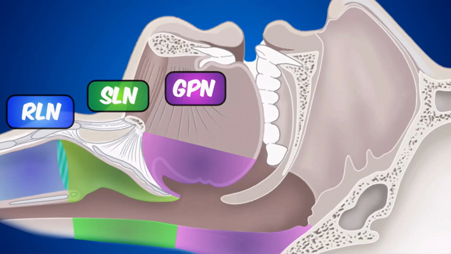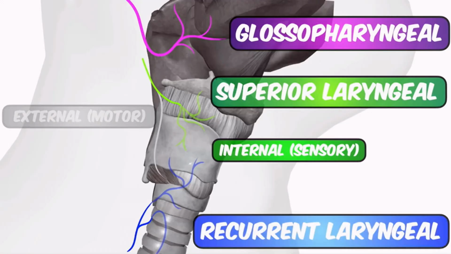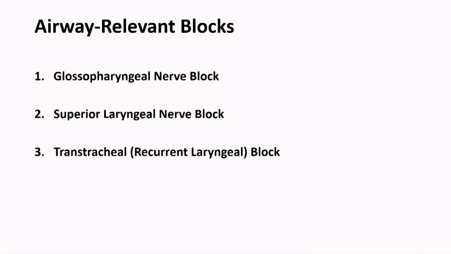So these are three nerves we are going to target. We are going to target the glossopharyngeal nerve, the superior laryngeal nerve, and also the recurrent laryngeal nerve. So how are we going to do this? One is the glossopharyngeal nerve block. Second is the superior laryngeal nerve block.